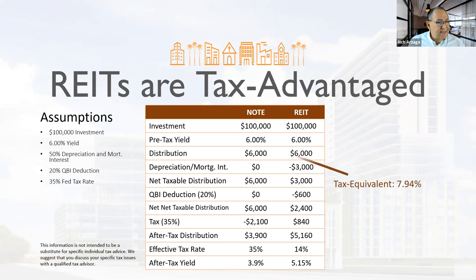And by the way, to get the same 5.15% after-tax yield on my note, I would actually have to yank that up to about an 8% pre-tax yield or interest rate, which is hard to do because people won't pay more than they have to pay. So it gives you an idea of what the tax advantage of REITs is.